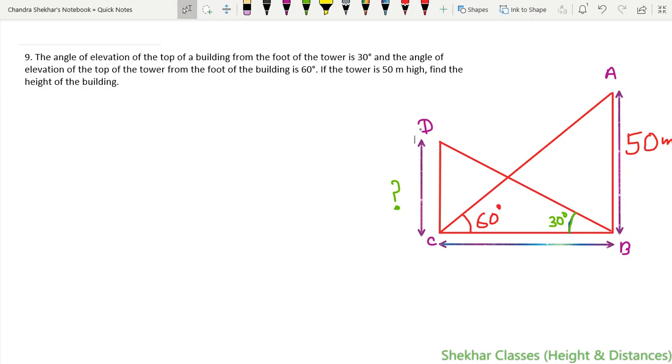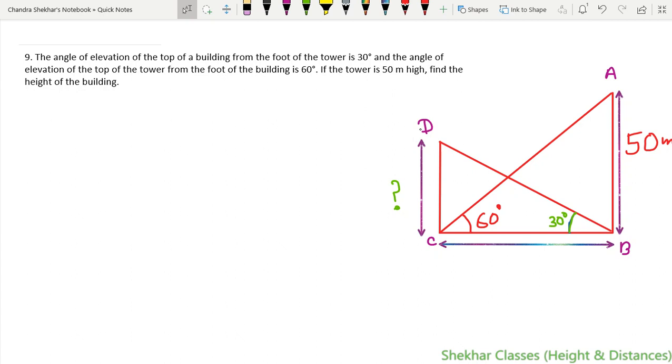Lesson 9 of NCERT book. The angle of elevation of the top of a building from the foot of a tower is 30 degrees, and the angle of elevation of the top of the tower from the foot of the building is 60 degrees. If the tower is 50 meters high, find the height of the building.